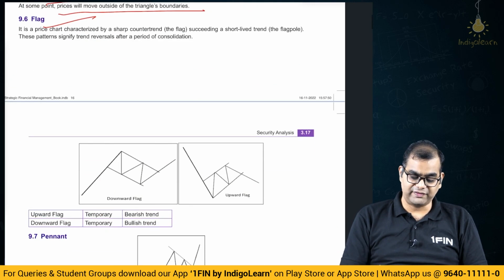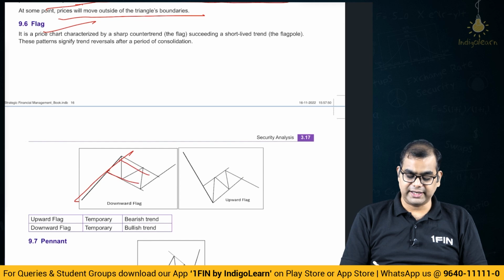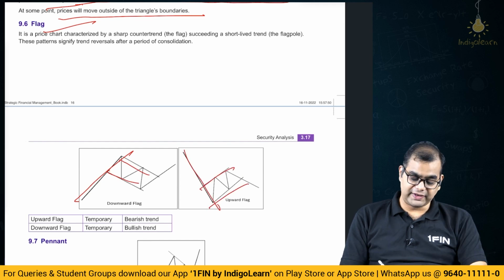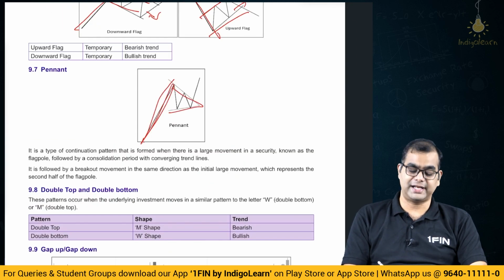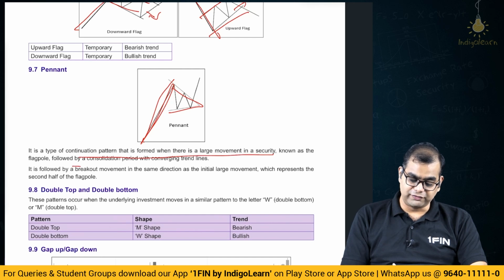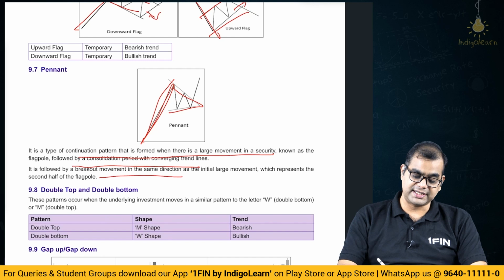Then you have something called as a flag. You have a downward flag and you have an upward flag. A downward flag is a temporary bearish trend and an upward flag is a temporary bullish trend. Then you have a pendant. Pendant means you have a single line, and for that you have a triangle attached. When there is a large movement in a security, known as a flagpole, followed by a consolidation period, it is followed by a breakout in the same direction as the initial direction.